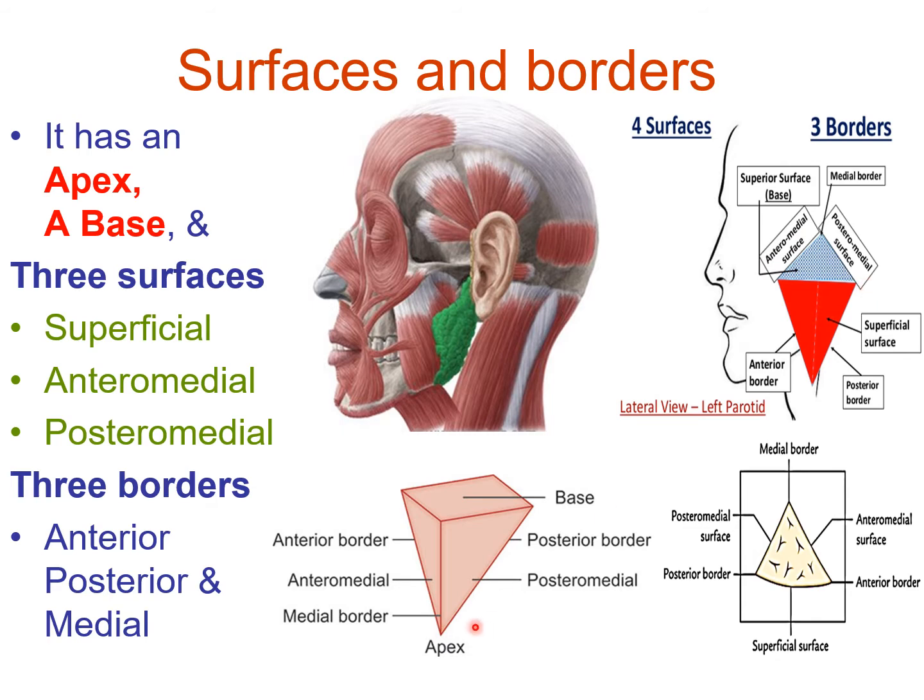This is an inner aspect or the deeper view of the parotid gland, having an upper base and a lower apex. This is the medial border which is separating the anteromedial surface from the posteromedial surface. If we cut it transversely, there is a section which shows this is the superficial surface, this is the anteromedial surface, and this is the posteromedial surface. The medial border separates the anteromedial surface from the posteromedial surface. The anterior border separates the superficial surface from the anteromedial, and the posterior border separates the superficial surface from the posteromedial surface.